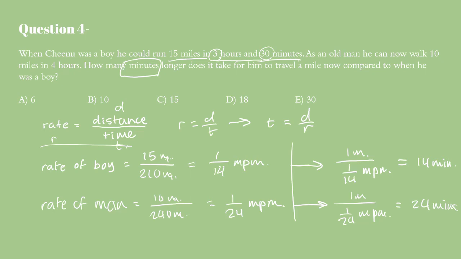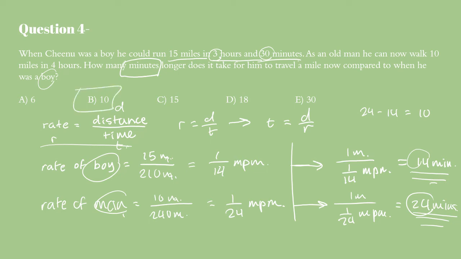So there we have it. The boy takes 14 minutes to walk a mile. The old man takes 24 minutes to walk a mile. So how many minutes longer does it take for him to travel a mile now as an old man, which is 24, compared to when he was a boy, which is 14? So that would be 24 minutes minus 14 minutes. That's 10 minutes. So the answer is B. Sorry if that was a little too long for you guys. It took a while to explain.